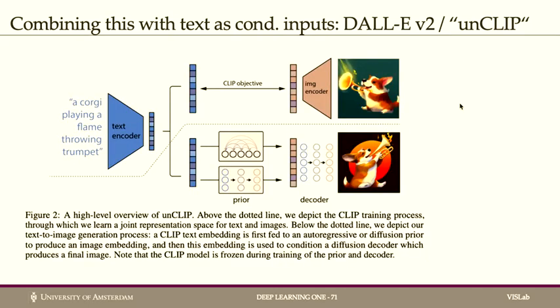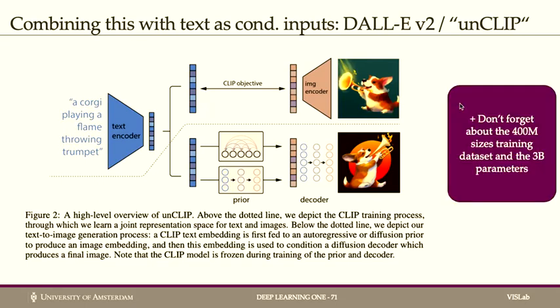And then what you can end up with is the second version of DALL-E. This is pretty much what has been used here. So you have your CLIP objective. You first train a CLIP model, which gives you an image encoding and a text encoding. And then afterwards, you use this text encoding to condition a diffusion model to generate something that comes out. And of course, apart from that, there's a 400 million size training dataset and the 3 billion parameters that these models have. So this is pretty much how all the improvements got made.